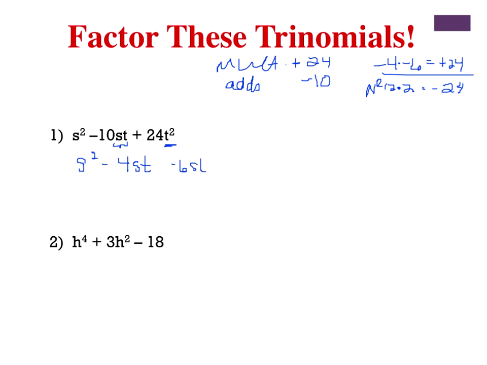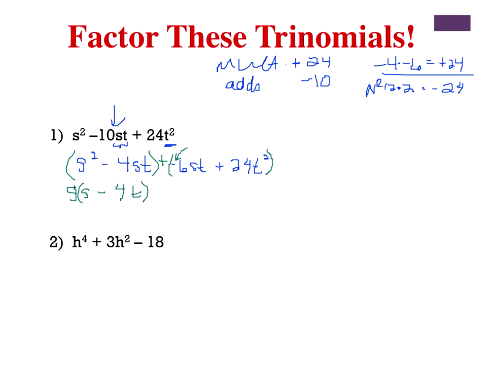I'm going to rewrite this as s squared minus 4st minus 6st plus 24t squared. All I'm saying is that I have to do something with the negative 4 and negative 6 in the middle term. I'm rewriting that middle term like I've done before, so I can create a factor by grouping situation. So I'm going to group the first two terms, and I left myself more room this time to group my second two terms. Notice I put a plus sign in between because the third term is negative, and I don't want to change my problem.